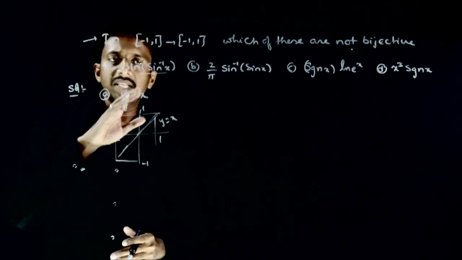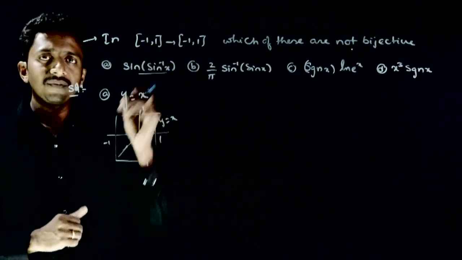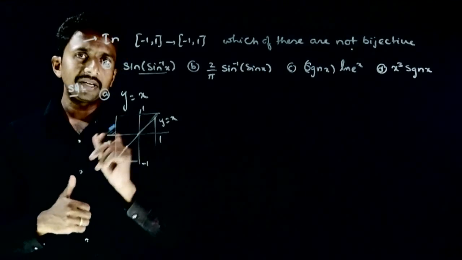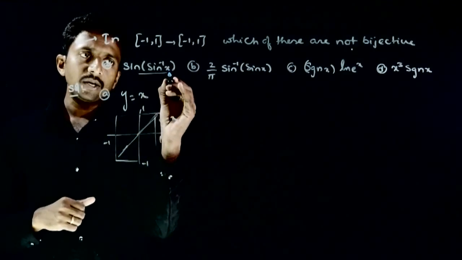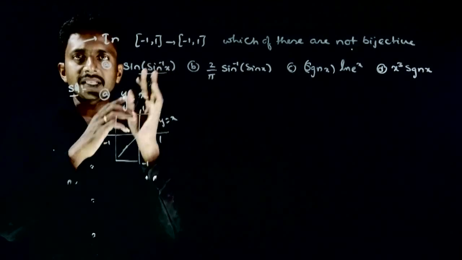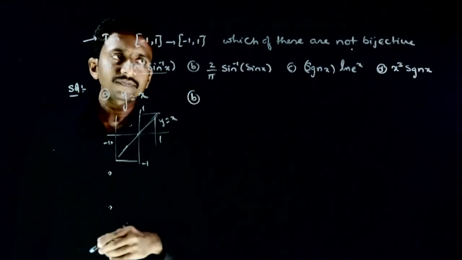So the first function sine inverse x is both 1-1 and onto in the interval -1 to 1, in the domain -1 to 1. So logic clear? Because as long as x lies in the domain of sine inverse, sine will cancel out sine inverse. So let's go to the second option.